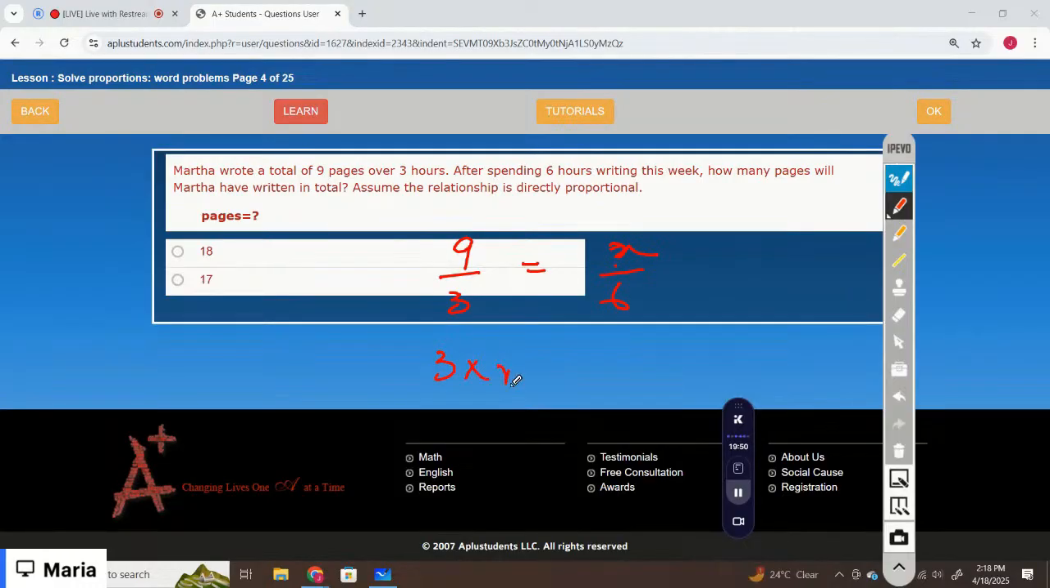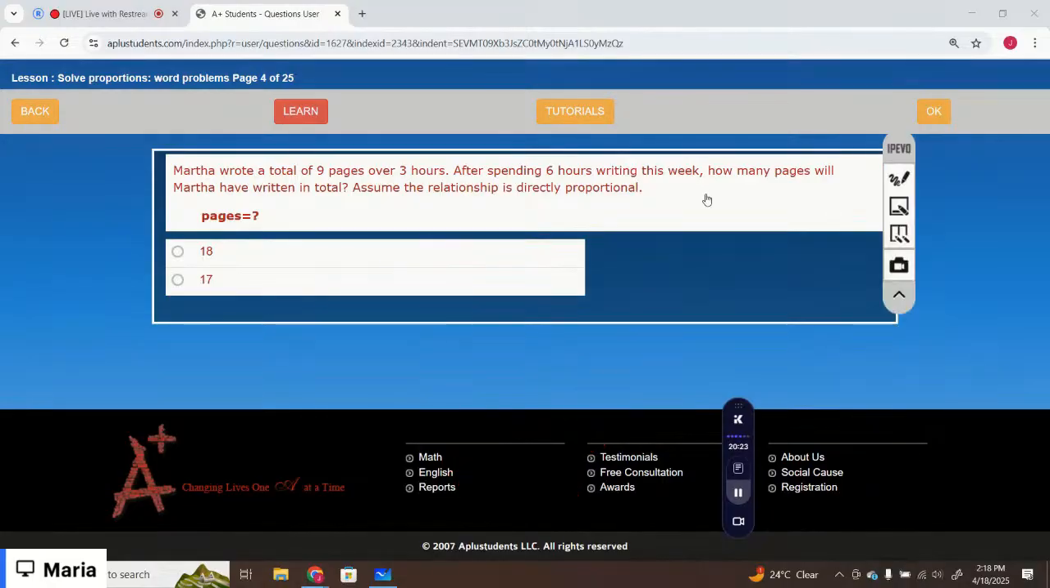So let's just do 3 times x equals 9 times 6. Divide both sides by 3. So x equals 3 times 3 is 9 and 3 times 6. In 6 hours, we can write 18 pages. Option number 1 is the correct option. The correct option is 18.